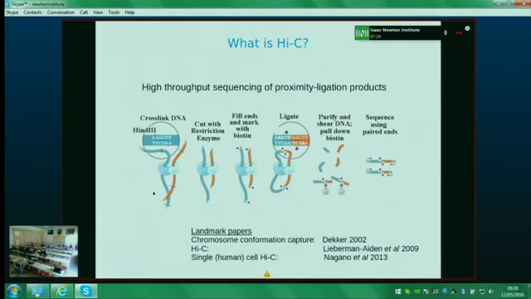Then basically lyse the cells and allow these DNA-protein complexes, which contain bits of DNA that were in close physical proximity, as cross-link complexes, to then float free in solution. And so they float around in solution and find their own little happy place, and then get cut by a restriction enzyme in the second step of the protocol, which leaves these single-stranded overhangs in the DNA.